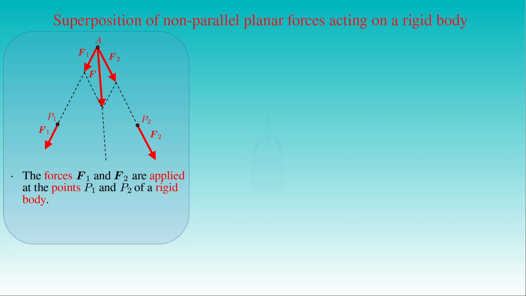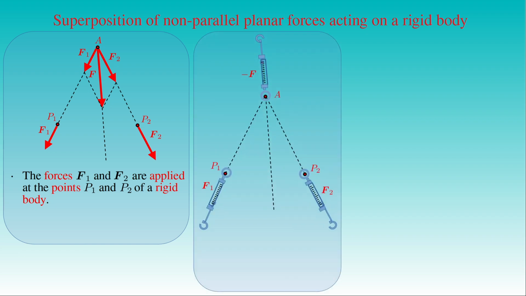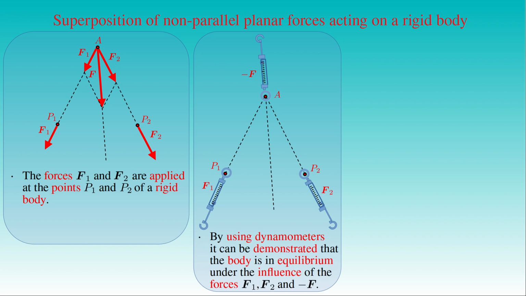This result can be demonstrated by attaching 3 dynamometers to the points of application P1 and P2 and the intersection point A. The rigid body under the influence of the forces F1, F2 and F applied by the dynamometers at the points P1, P2 and A is in equilibrium, indicating the balance between these forces.